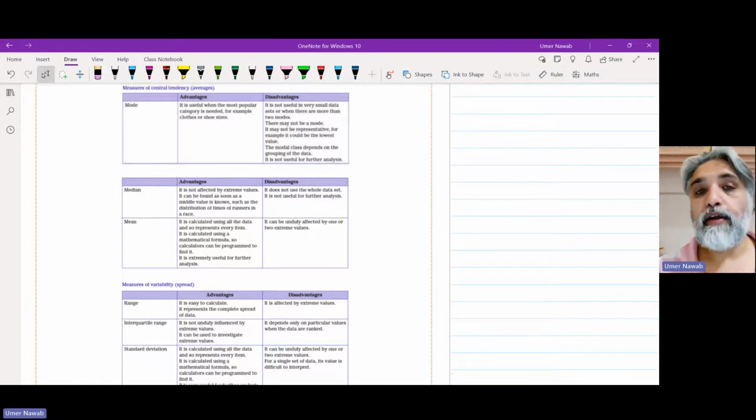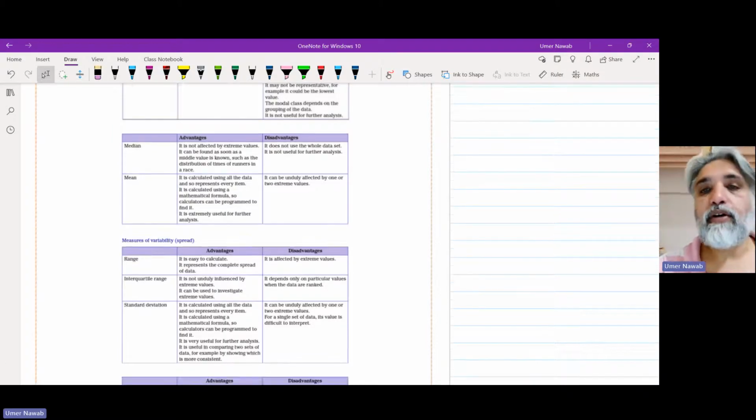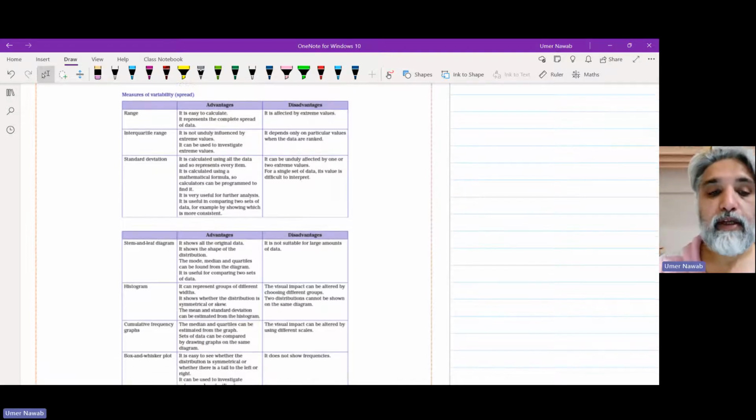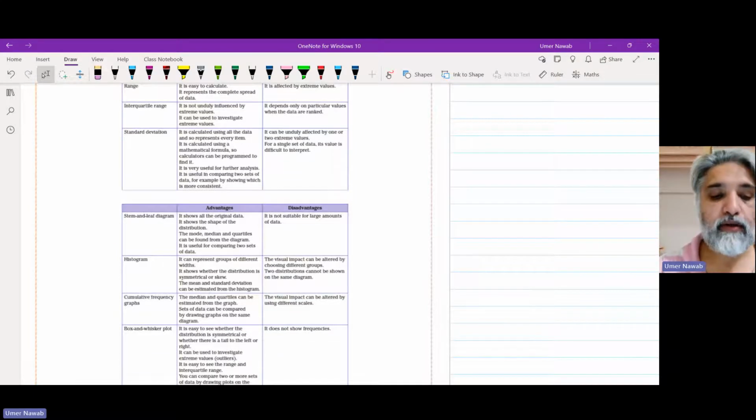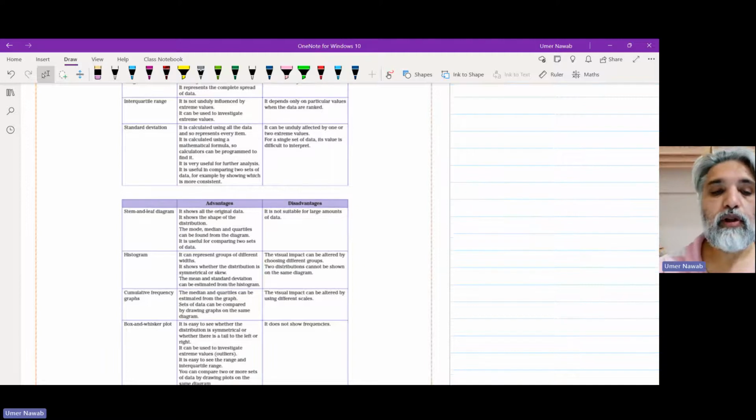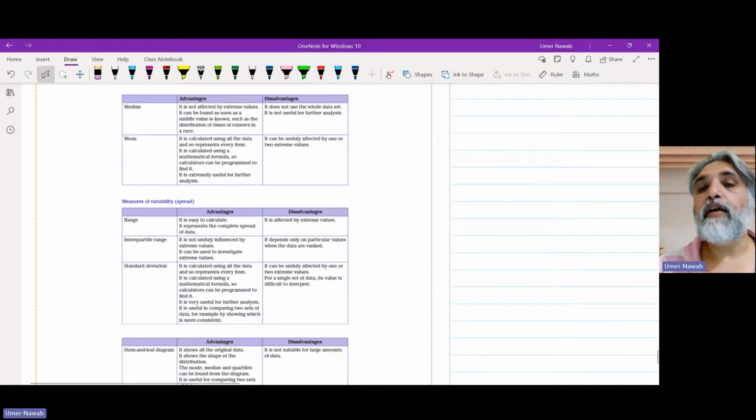And another important thing, the second aspect of statistical measures, which is the measure of variability, which is to find the spread. You know that there are different types of spreads we have found in statistics: range, interquartile range, and standard deviation. Then finally, we have drawn some diagrams: stem and leaf diagram, histogram, cumulative frequency curve, and box and whisker plot. All these things which we have studied, I want to highlight their advantages and disadvantages.